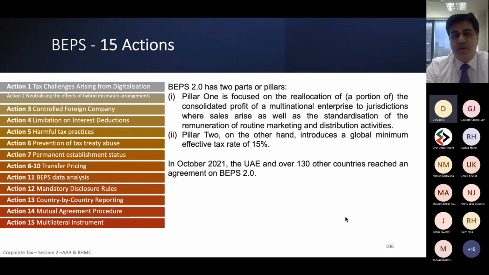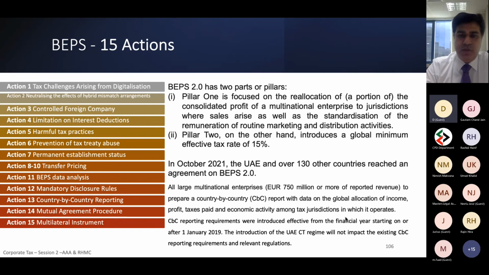Technically, the BEPS framework or 2.0 has 2 pillars. Pillar 1 majorly focuses on the consolidated profit of multinational enterprises in the jurisdiction where sales arise. So that was a major focus, how marketing expenses are booked, what kind of income is derived. And Pillar 2 is going to introduce a global minimum effective tax of 15%. UAE is also part of the framework. UAE signed in October 21, where more than 130 countries are part of the BEPS framework 2.0.